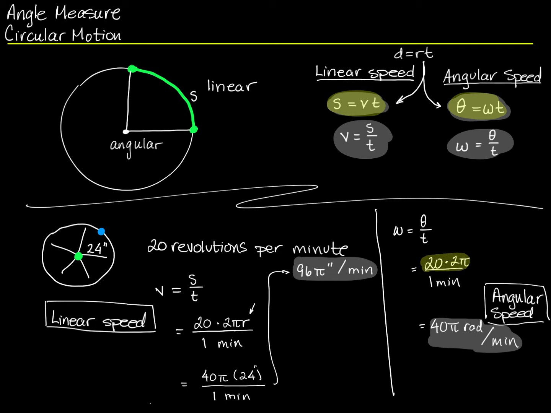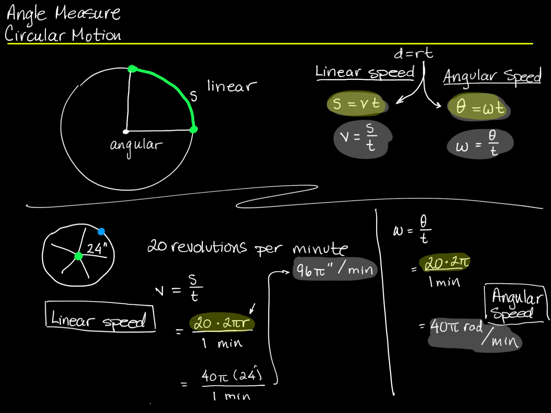This numerator was 20 times 2 pi, and this one was 20 times 2 pi times r. That's the only difference. That's kind of a shortcut. If you want angular velocity or angular speed, you take how many revolutions per time unit, in this case it was per minute, and you multiply it by 2 pi. That gives you angular speed.